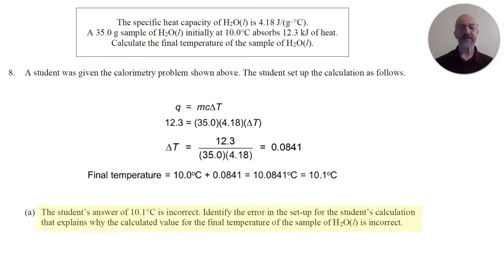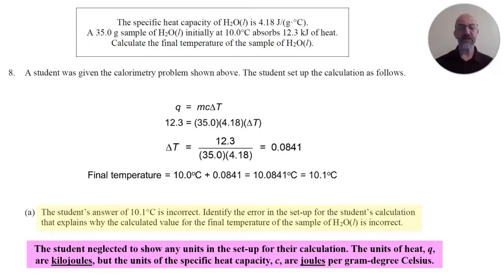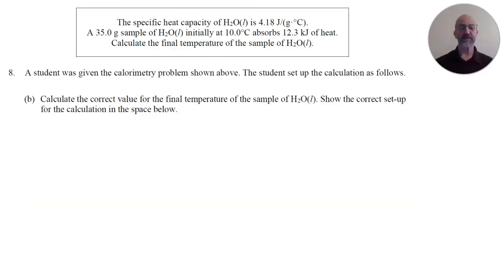So it says, identify the error in the setup for the student's calculation, and this is the answer. The student neglected to show any units in the setup for their calculation. So the units of heat, or Q, are kilojoules, but the units of the specific heat capacity, C, are joules per gram degree Celsius.